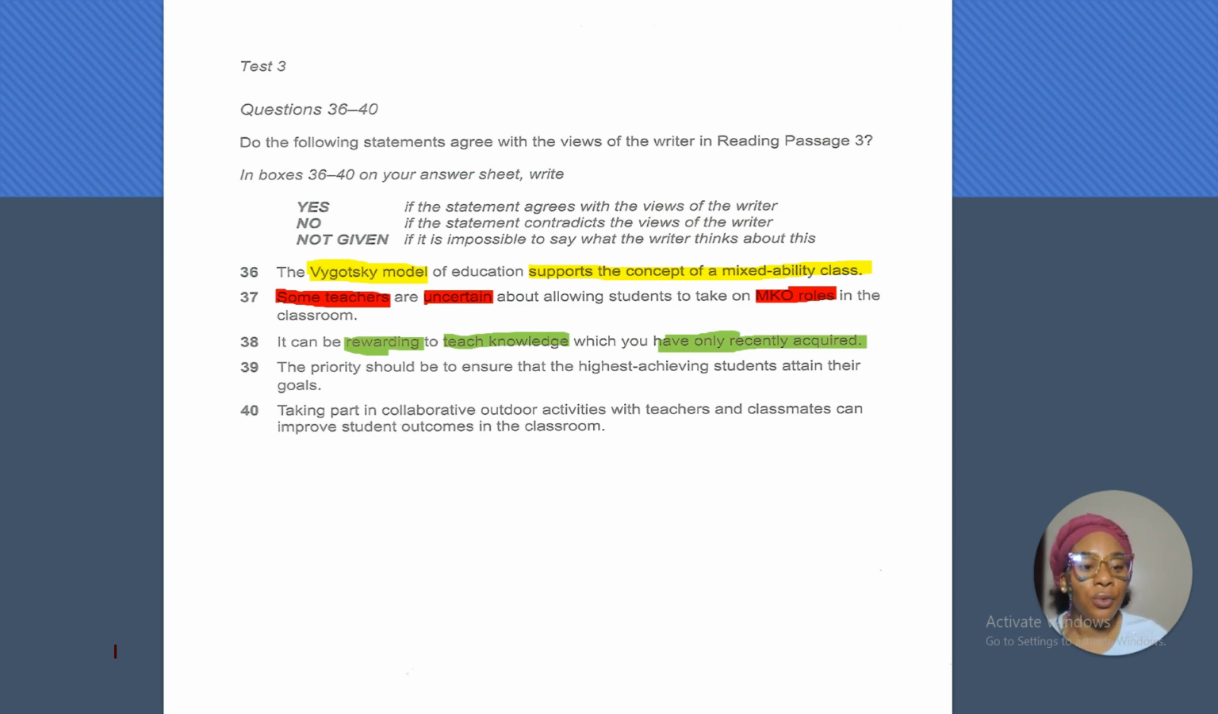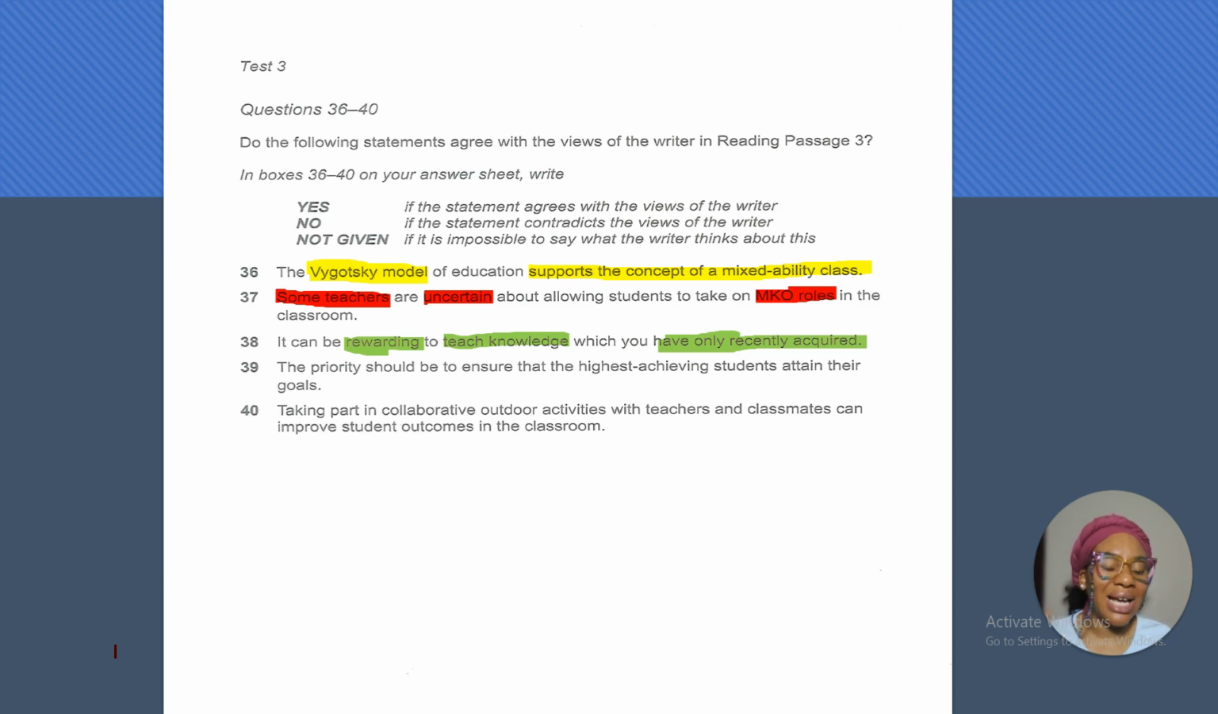But if you make the mistake of matching just the words, you're going to end up picking yes because you can see MKO, you can see teachers. But that's not how you attempt this question type. So you have to pay attention. Okay? So now we've marked 37 as not given. Do you now understand why I say read it in pairs?